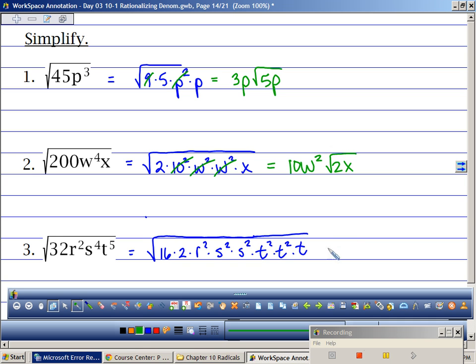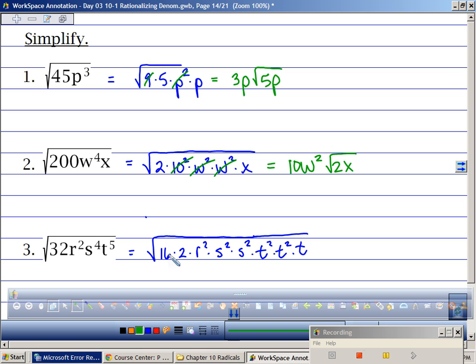Can we skip a step? What gets kicked out? 16 doesn't get kicked out, but 4 does. Because isn't this 4 squared? What else gets kicked out? r. How many s's get kicked out? 2 s's. How many t's get kicked out? 2 t's. What's left over? 2t. Yep, that's it.